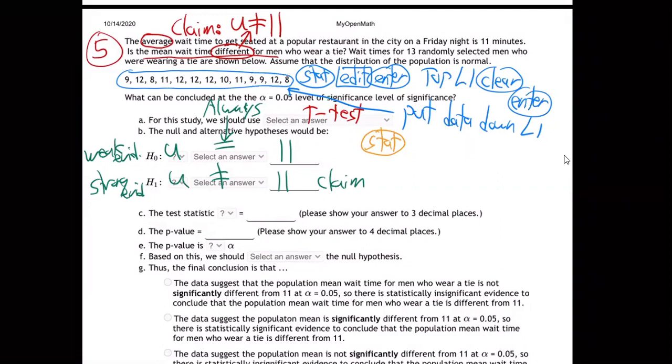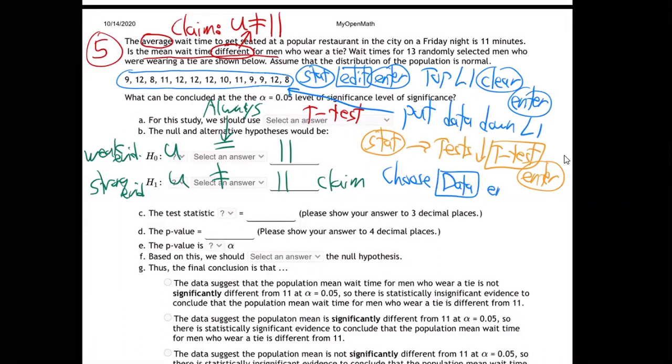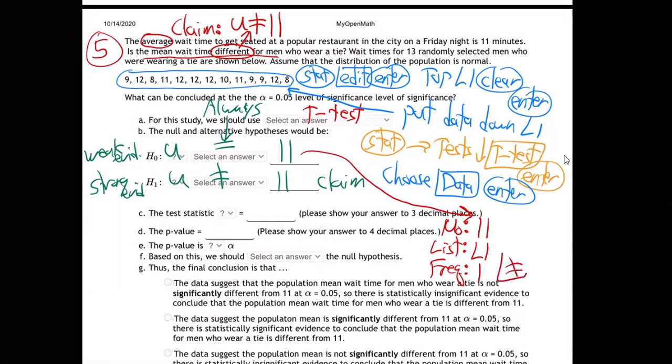All right, then you press stat. Then the second time you go over to tests. And you go down to the t-test, and you press enter. And then you choose data, because this time you're basing your results off data. Enter. All right, and then they'll give you the boxes: mu sub 0, list, and frequency. So the mu 0 is 11. That comes from the H0 every time. And the list is L1. The frequency is 1. And then I'm going to choose not equals and hit enter.